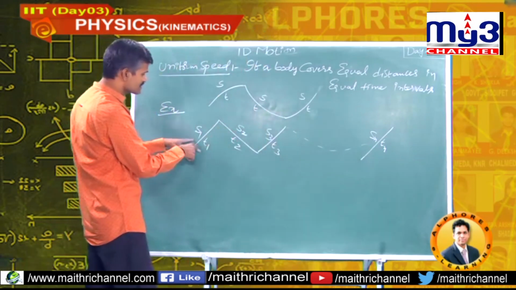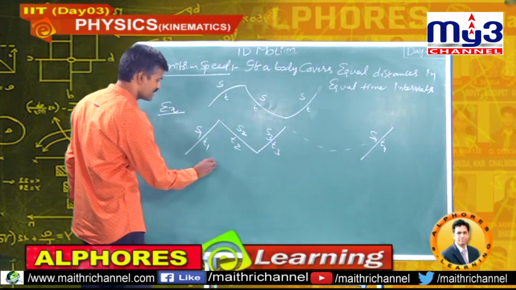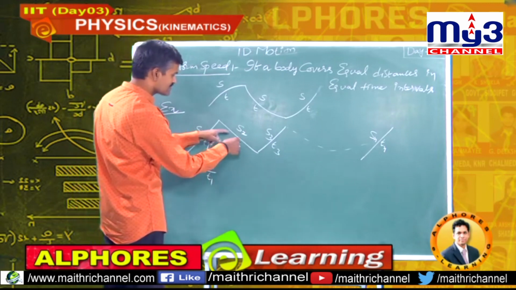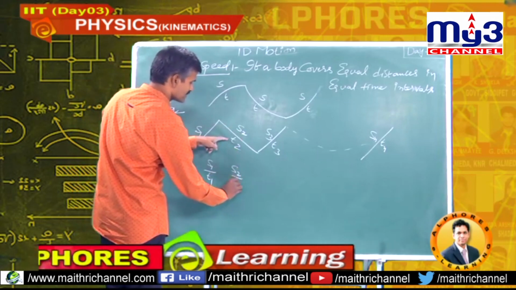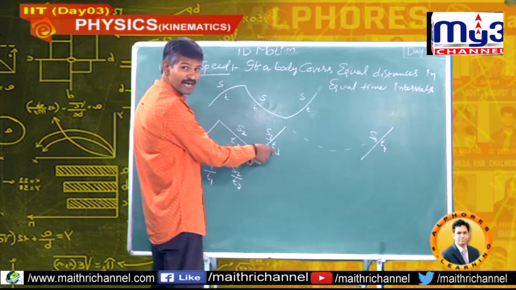Its ratio gives the speed in this interval. So, its ratio is s1 by t1. Similarly, its ratio gives the speed in this interval, so this is s2 by t2. And s3 by t3 gives the speed in this interval.